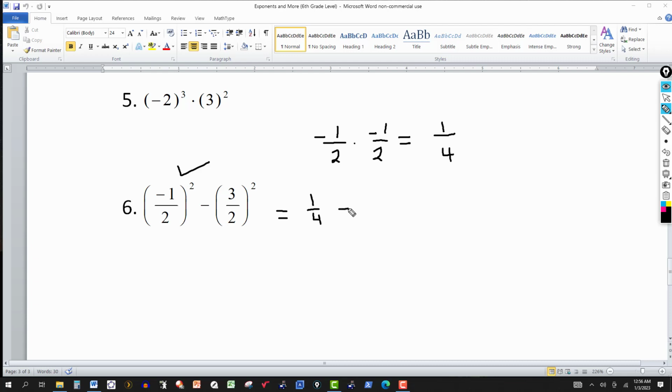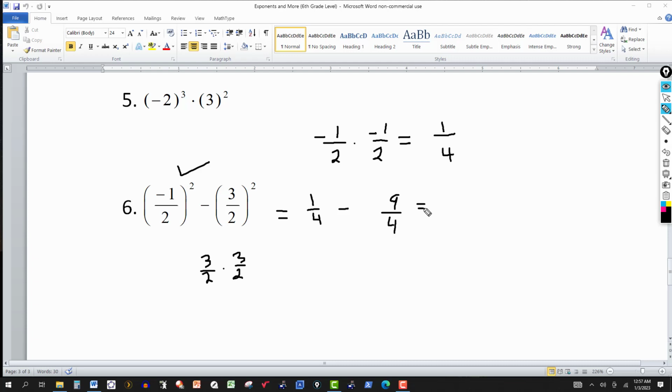Then I have a minus. And then 3/2 squared. The base is 3/2. So it's 3/2 times 3/2. Okay, multiply numerators. 3 times 3, that's 9. That's the numerator. Multiply the denominators. 2 times 2, that's 4.